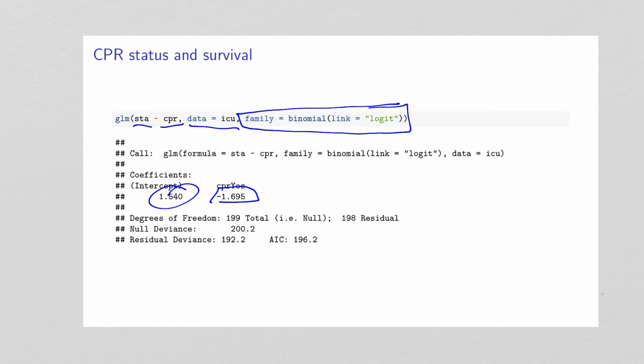And it makes sense, right? If you receive CPR and you end up in the ICU, chances are you're pretty bad off and your survival is not guaranteed. Whereas if you weren't sick enough to need CPR, then you're probably going to be healthy enough to survive.